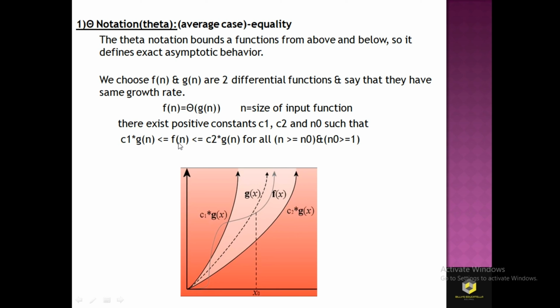c1 × g(n) ≤ f(n) is the omega notation case, and f(n) ≤ c2 × g(n) is the big O notation case. So let us discuss the example.